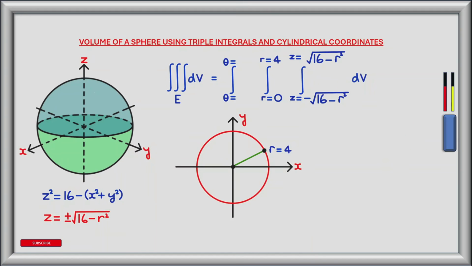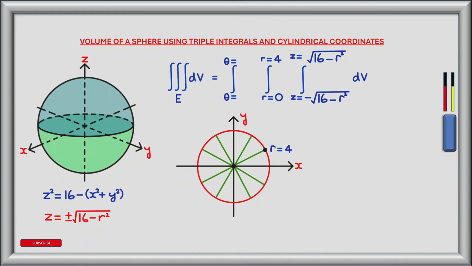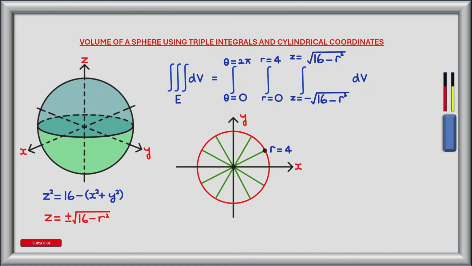of integration for r. And to find the limits of integration for theta, we need to look at the coverage of r as it rotates anti-clockwise around the circle. As we can see, r goes full circle and therefore rotates the full 2 pi radians or 360 degrees. So the lower limit of theta, where theta starts, is at 0, and the upper limit of integration is where theta finishes, and in this case it's at 2 pi radians.